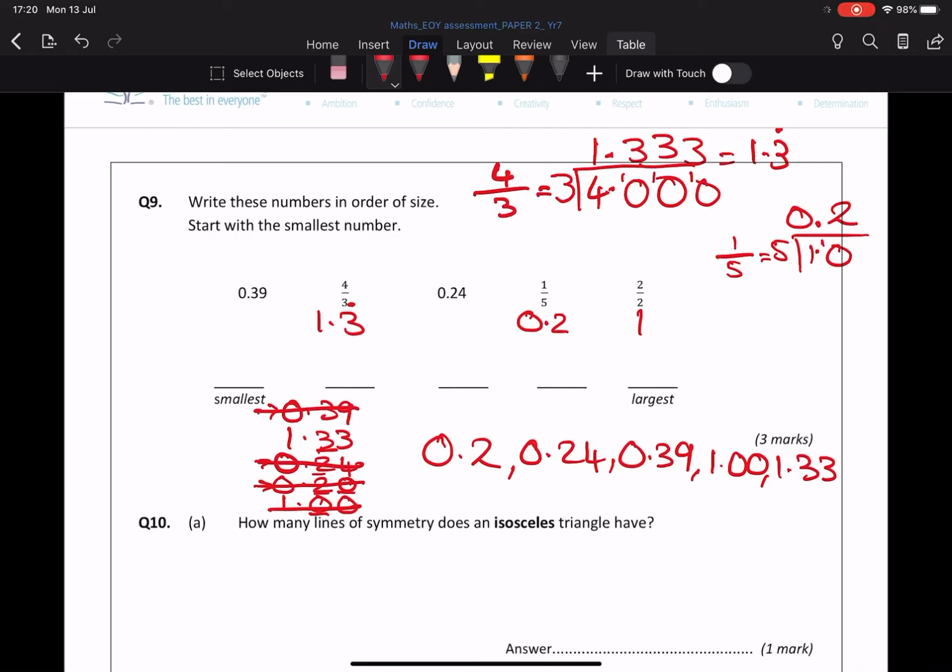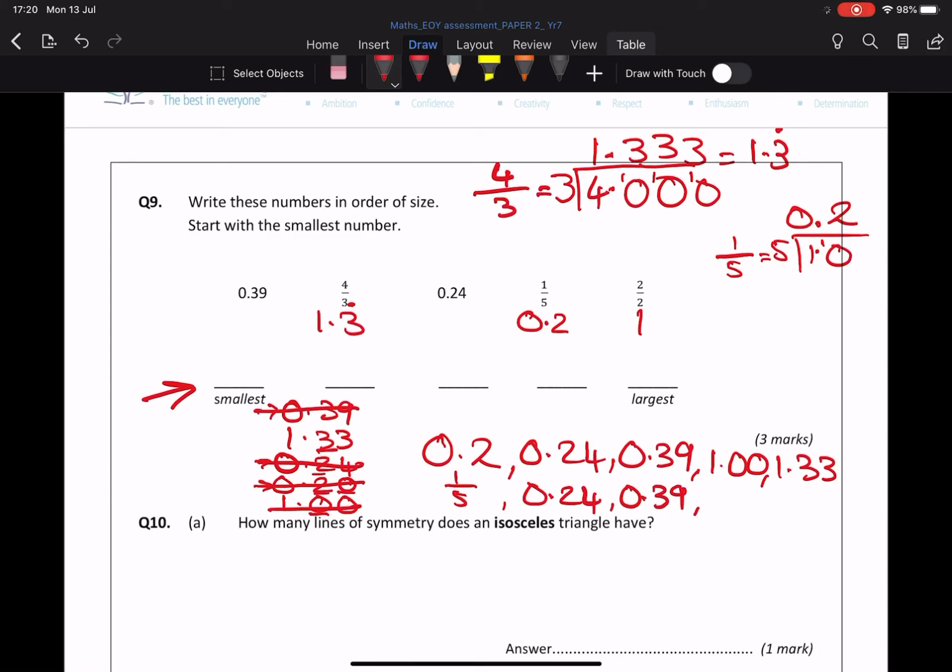Now, what's an easy mistake to make would be to put those decimals straight onto the row here. You don't want to do that because in order to get all 3 marks in this question, you need to convert them back to their originals. So 0.2, that's not how we were given it in the question. We were given it as 1/5. 0.24, yes, we were given as 0.24. 0.39, also we were given as a decimal.